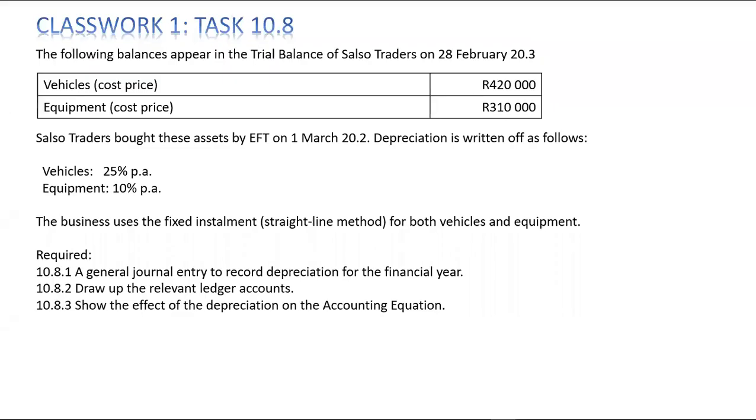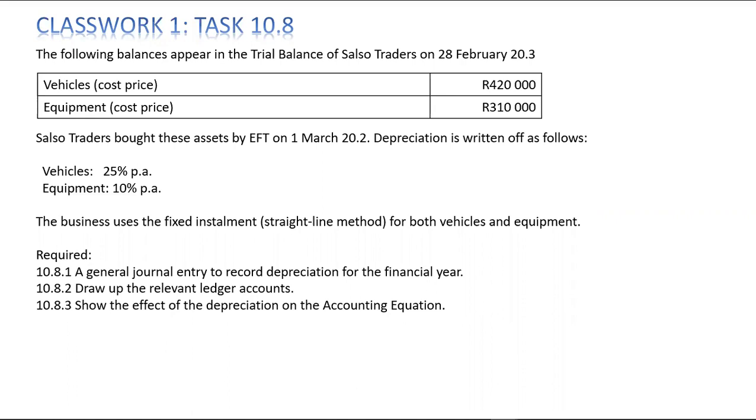Here they say in this classwork, the following balances appeared in the trial balance of sole traders on the 28th of February 2023. They gave us the cost price of vehicles, and the cost price of equipment. They said sole traders bought these assets by EFT on the 1st of March 2022.